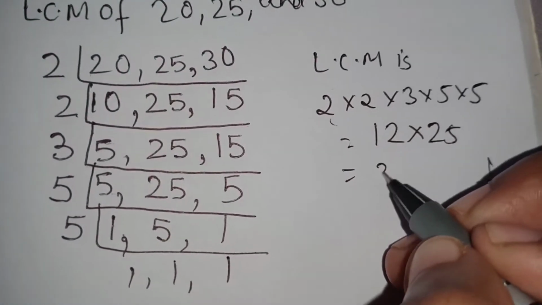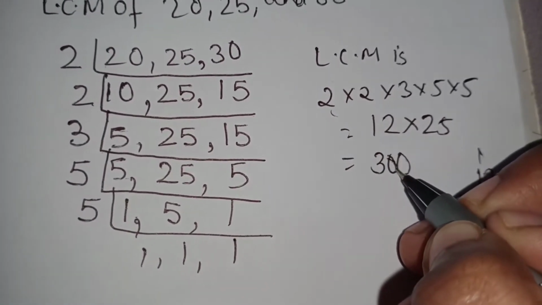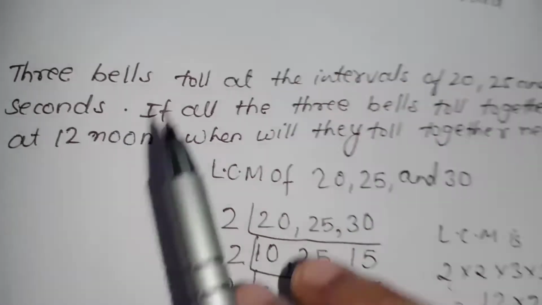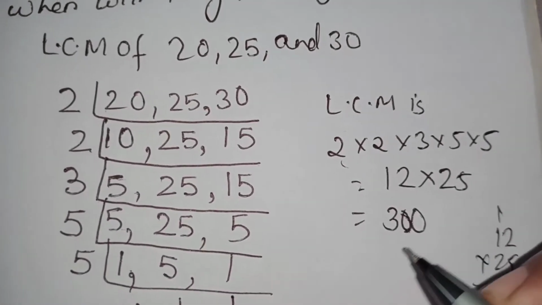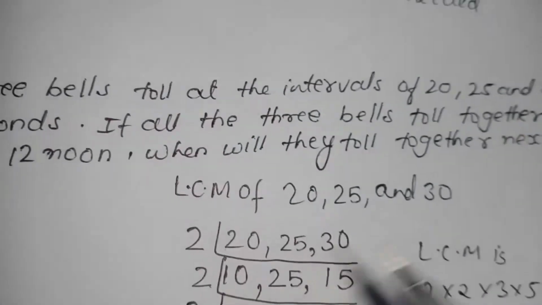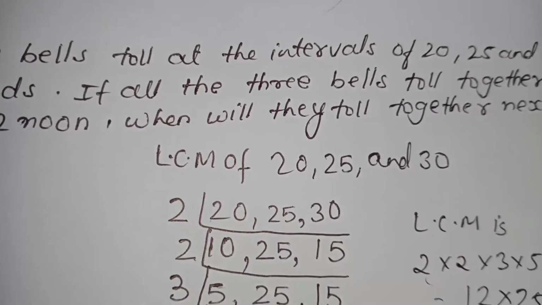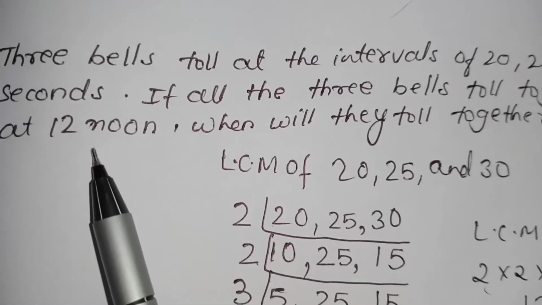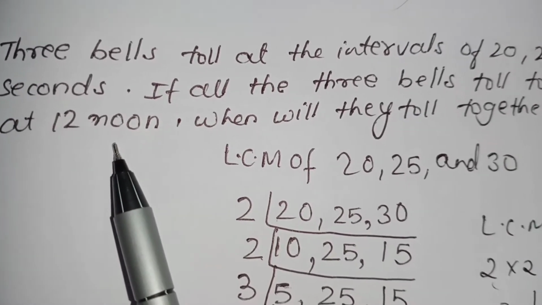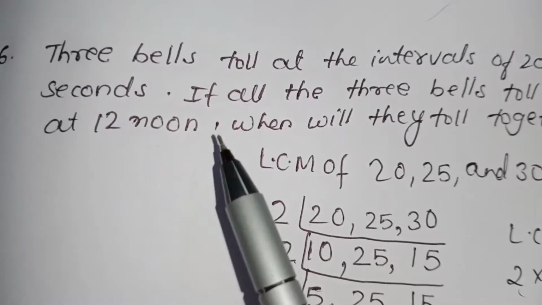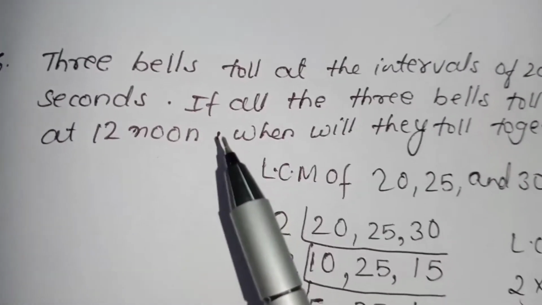So what is the LCM? It is 300. 300 is the LCM, but you have seen in the question what is written? Seconds. That means this is 300 seconds. They are asking us the time when it will ring together again. It has tolled at 12 noon together. So after how many minutes or seconds will they ring together again?